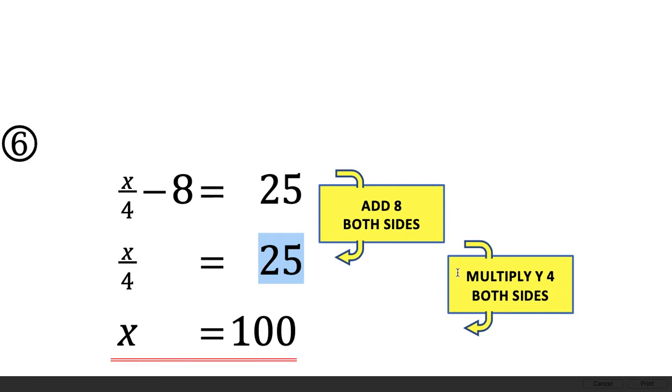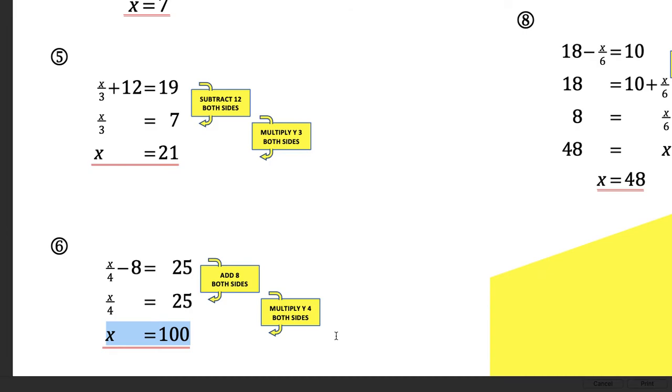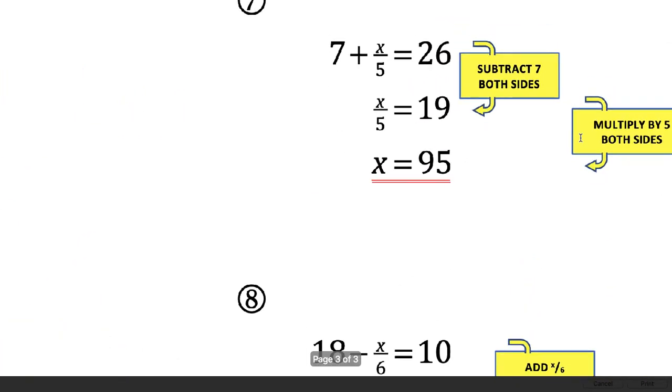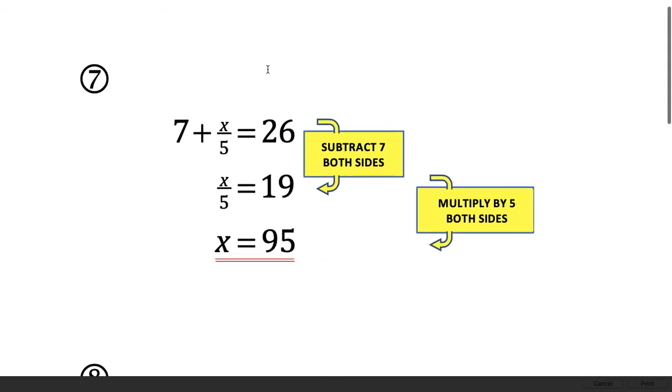And then when I multiply, that's supposed to say by 4. I'm going to get 33 times 4 is 132. So that should actually say x equals 132. So how about that? Big mistake from me. Question 7. 7 plus x over 5 equals 26. I'm going to subtract 7 from both sides to get x over 5 equals 19.